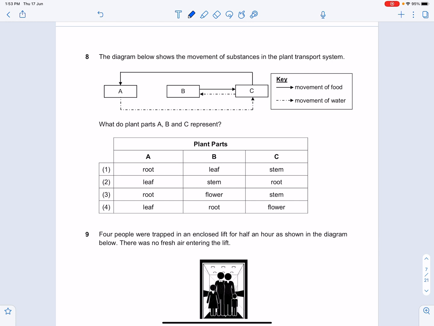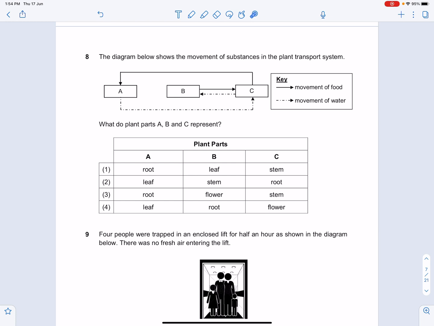There are certain parts that we can start off with. For example, for water, I would want to look for my roots first, because that is where water would definitely come from. I know that water is a dotted line, the movement of water, so I want to see where water originates from.